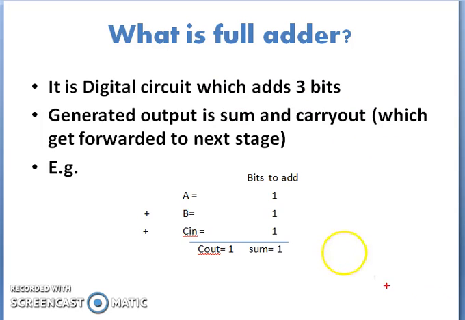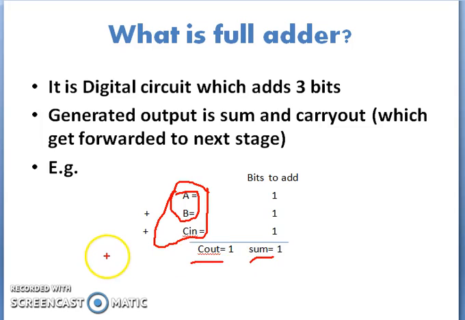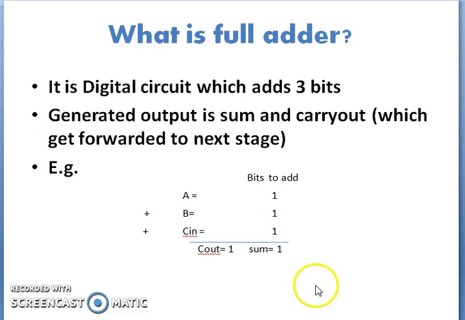If you consider the example, out of the 3 bits, 2 bits are from the single bit numbers A and B, and the last bit is carry generated from the previous stage. Full adder adds these 3 bits and it generates the output in the form of sum and carry out. We can represent this behavior in the form of truth table.